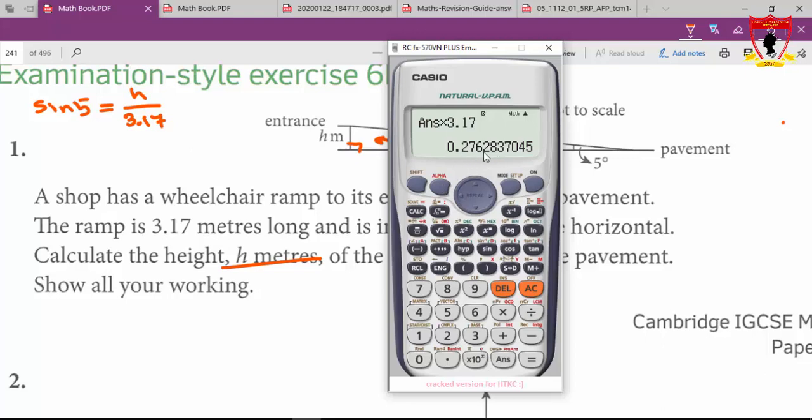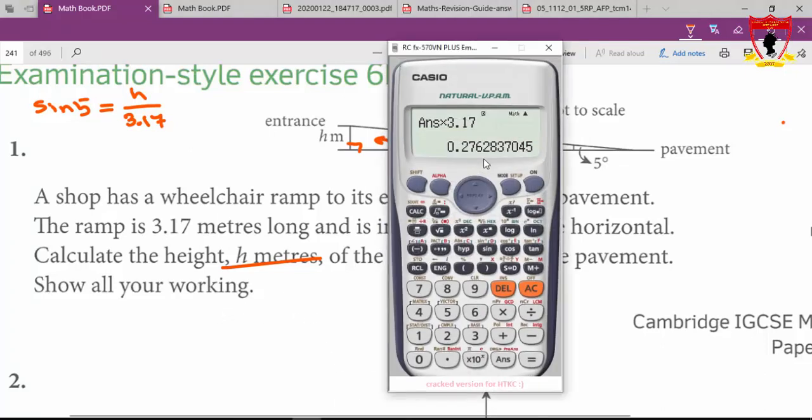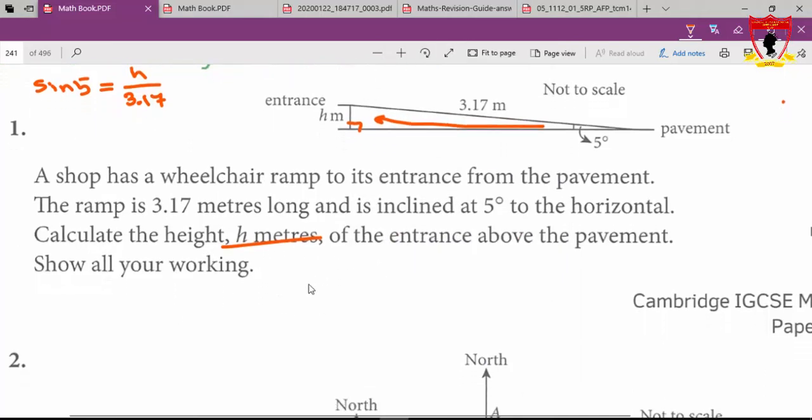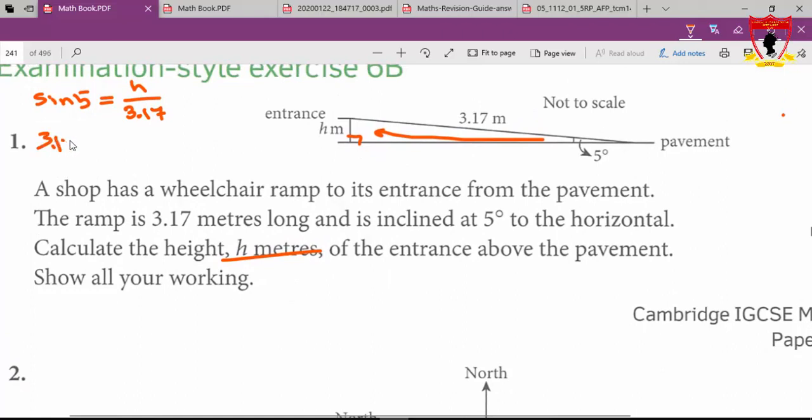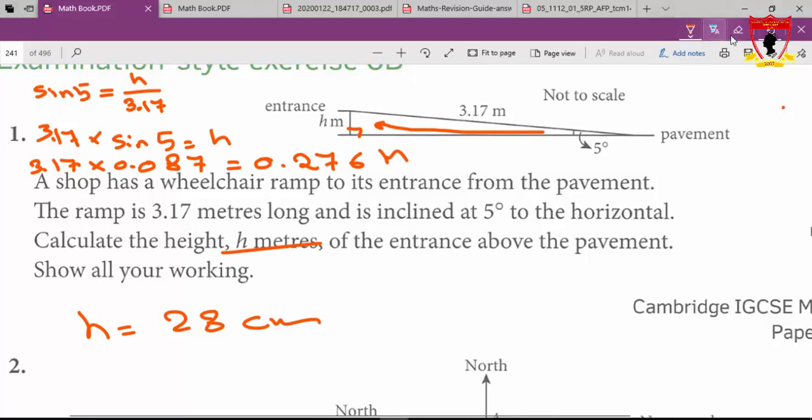0.276. It's nearly 28 centimeters. The height is nearly 28 centimeters. To show all the work, you just complete the calculation here: 3.17 times sine of 5 is equal to the height. After we calculate this, 3.17 times 0.087 gives 0.276. This is in meters, 0.276 meters, so it's nearly 28 centimeters. h is nearly 28 centimeters. Question 1 done.